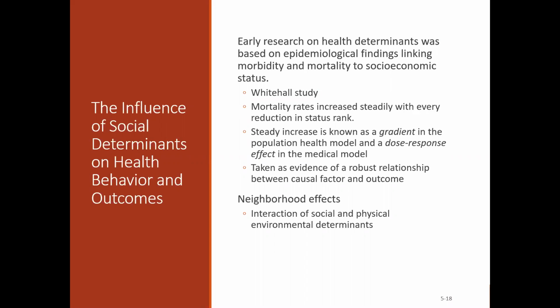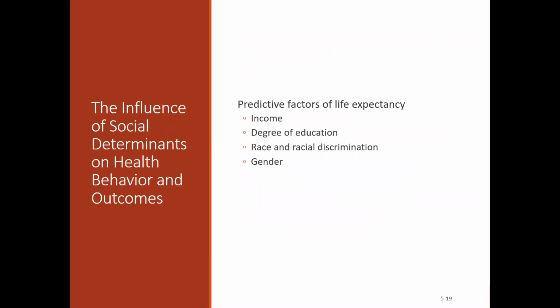Also there is research looking at neighborhood effects, that interaction of social and physical environmental determinants. So we've learned a lot about this, and with climate change, the effects of an unsafe neighborhood, the environment that you live in. You may have heard that zip code determines our health outcomes. In a lot of ways that is very true, and the research is supporting that as well. We also know predictive factors of life expectancy influence health behavior and outcomes. Again, income, education, race and racial distribution, and gender are all predictive factors of life expectancy.